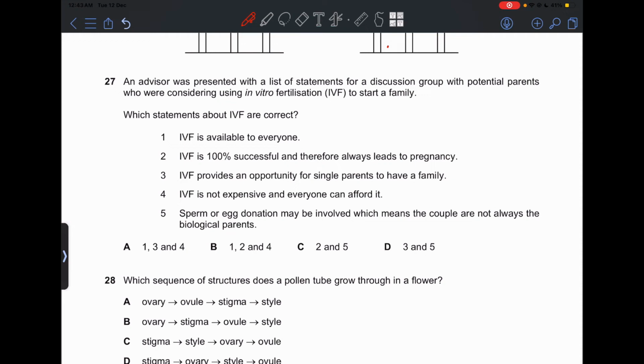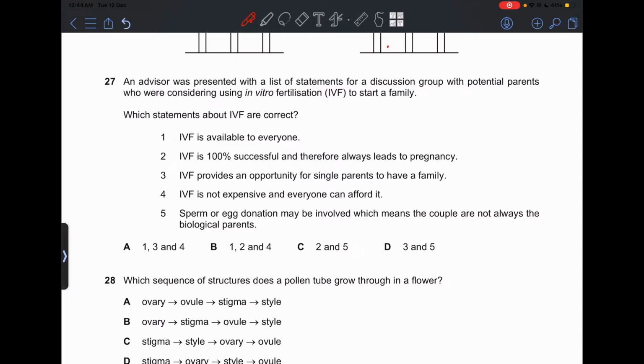27. An advisor was presented with a list of statements for a discussion group with potential parents who were considering in vitro fertilization, IVF, to start a family. Which statements about IVF are correct? Number 1 says IVF is available to everyone. This is actually incorrect because it can be expensive for people.